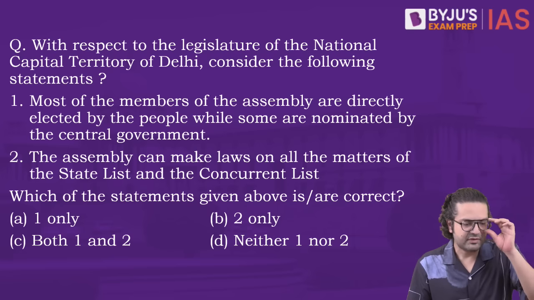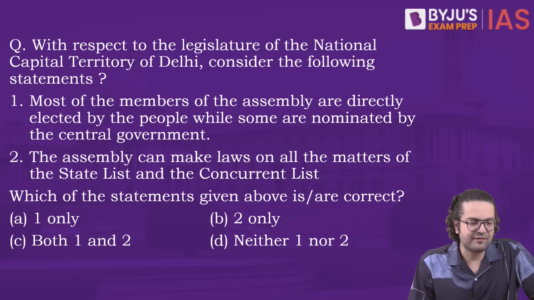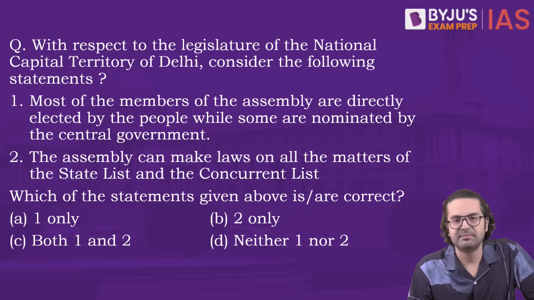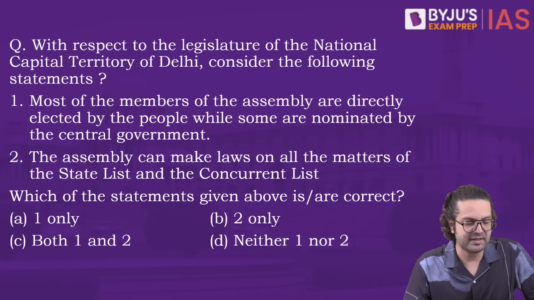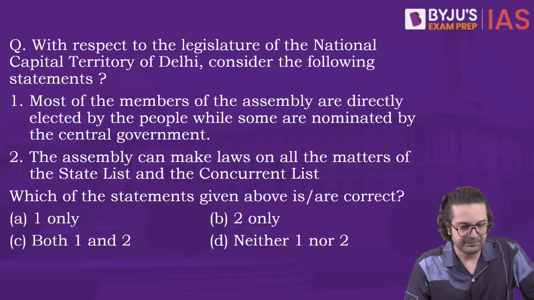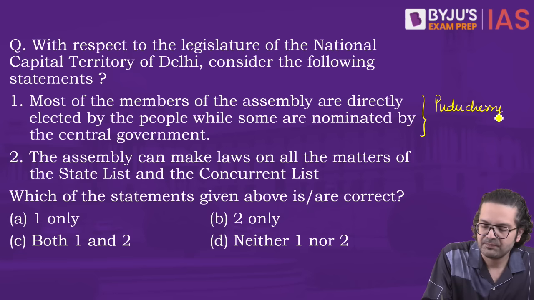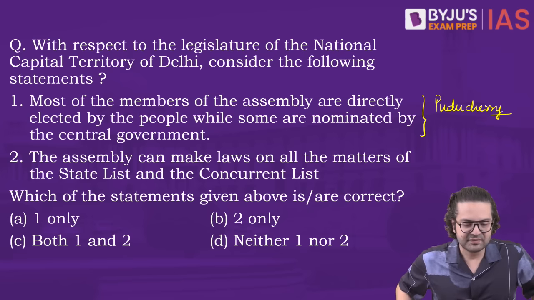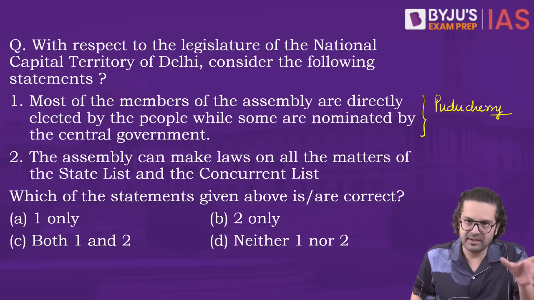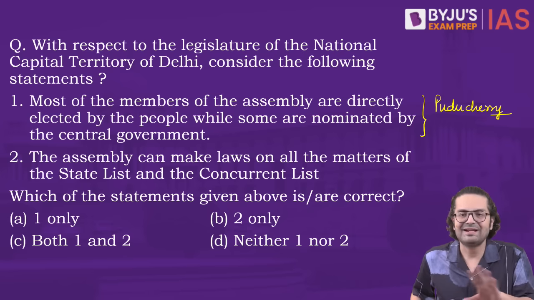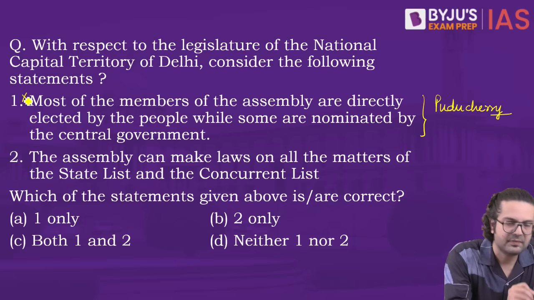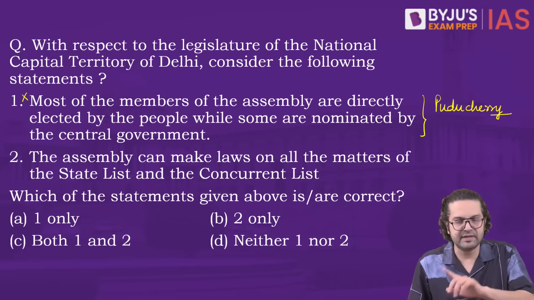Next question, with respect to the legislature of NCT of Delhi, consider the following statements. Most of the members of the assembly are directly elected by the people, while some are nominated by the central government. You know, this provision is actually true for the UT of Pondicherry. In the UT of Pondicherry, which has a 33-seat assembly, 30 are elected, 3 are nominated by the center. But that's not the case for Delhi. It's wrong. Delhi, all 70 seats elected.